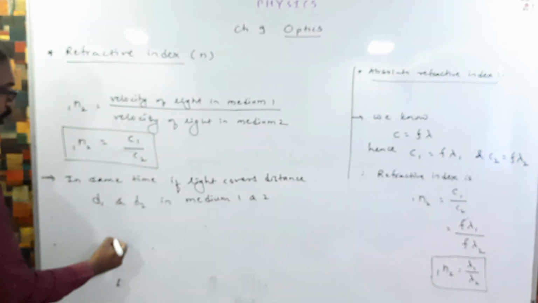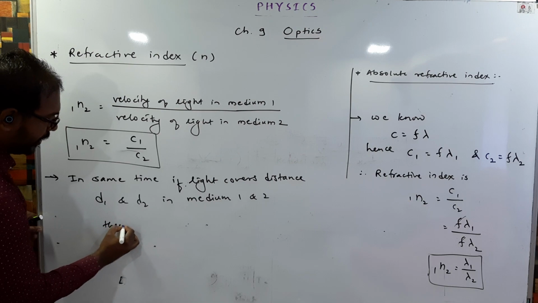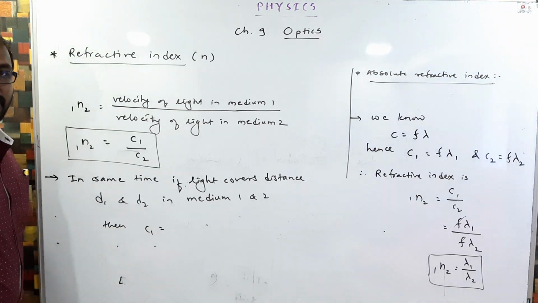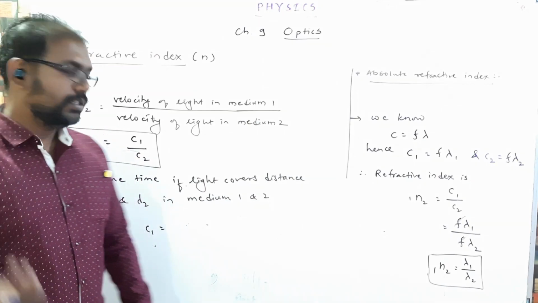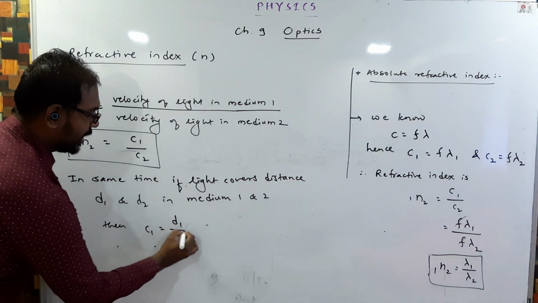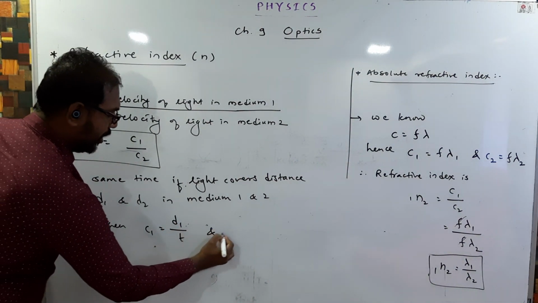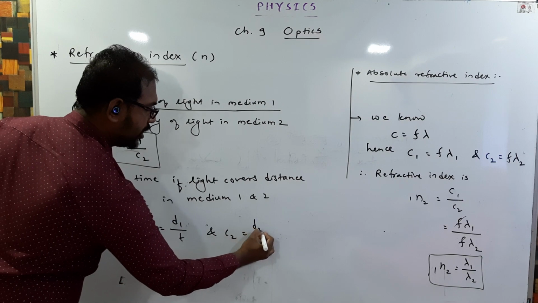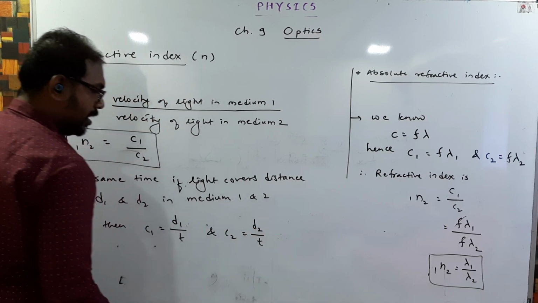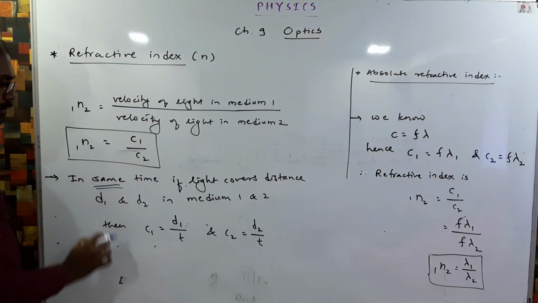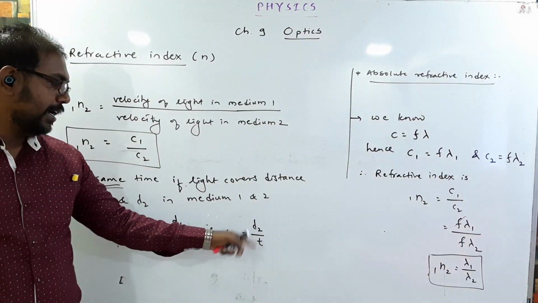Okay, then we can write, you know the formula of velocity. Velocity in any medium is given by the basic formula, distance by time. So distance is d1, time is t. And velocity 2 I can write, distance 2 divided by time 2. And the time is same. So we get d1 by t and d2 by t.